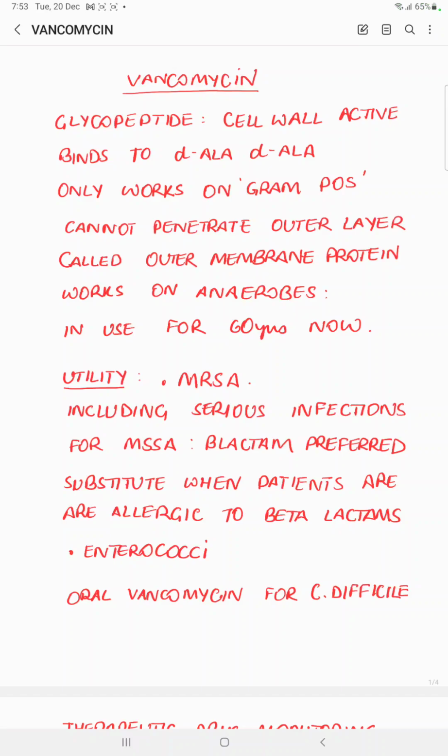It only works on gram-positive bacteria because it is unable to penetrate the outer layer of the gram-negative bacteria, called the outer membrane protein. It has activity on anaerobes, and that is why it is useful for C. difficile infection. It has been in use for almost 60 years, and in many a clinical indication it is the antibiotic of choice when there are drug-resistant gram-positive bugs involved, and in some it is empirically used as the first-up choice.